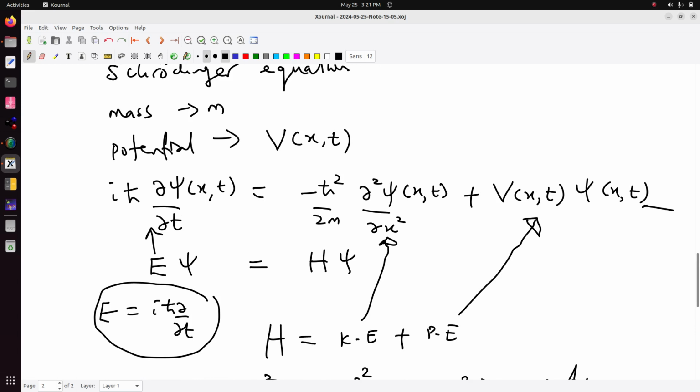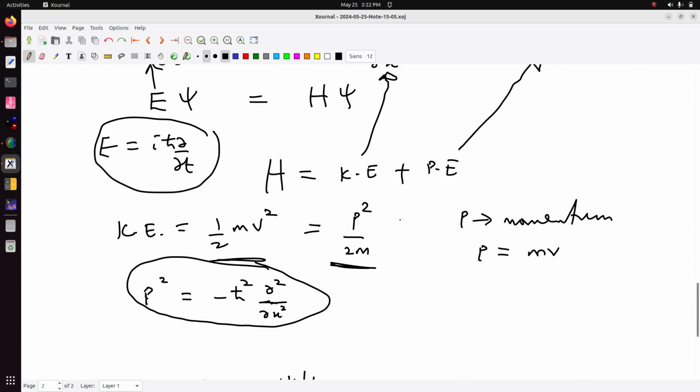Let me label this as equation 1. This is the time-dependent form of the Schrödinger equation in one dimension. We call psi the wave function and V the potential. The wave function psi, depending on the position x and time t, contains information about where the particle is located. We'll talk about the probability density later, but the modulus square of the wave function gives the probability density.